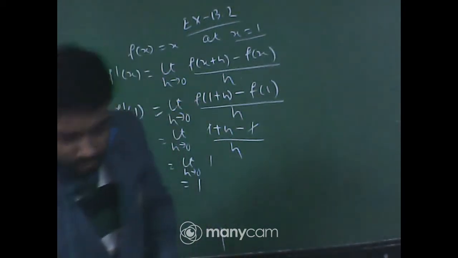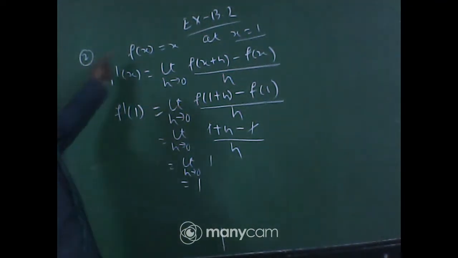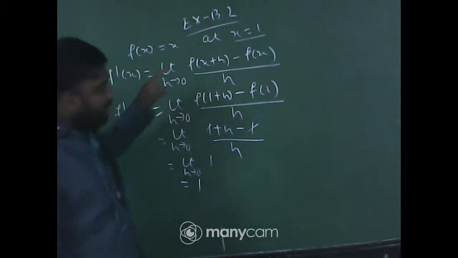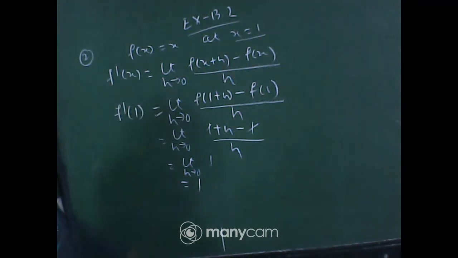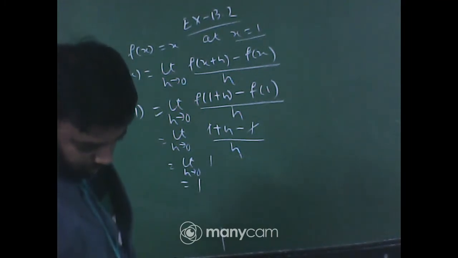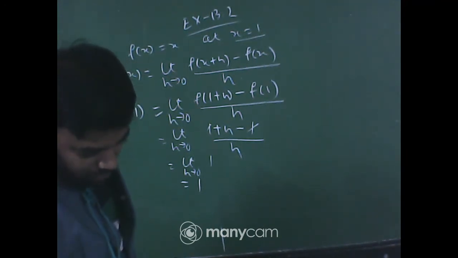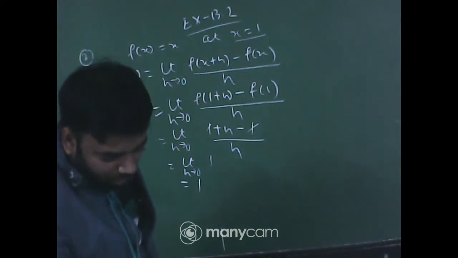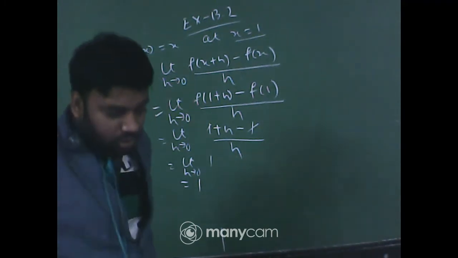Next, question number 2. f(x) equal to x at x equal to 1, by using f dash x equal to limit h tends to 0, f of x plus h minus f(x) by h. In the similar way I have solved it. Just look at it. Question number 3, students, is the same as question number 2 and 1. Now I am solving question number 4, the first portion.